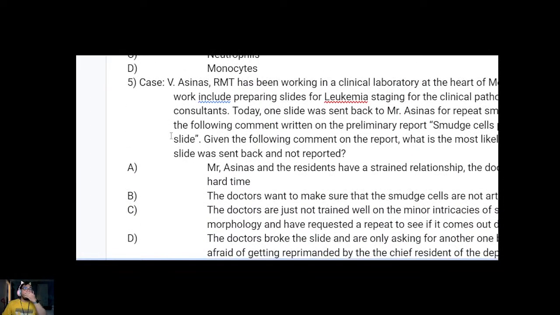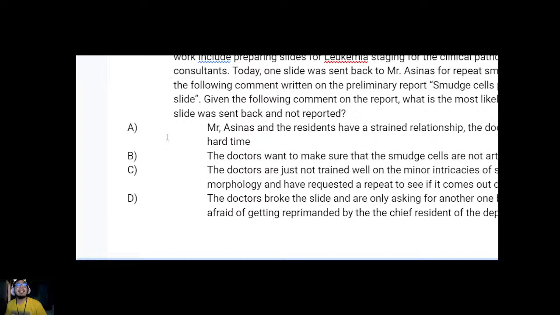Ayan, ito yung isa sa mga ano ko. Diba kailangan ilagay ko si V. Asinas. Mali ang spelling ng ano ko, alam ko. Para hindi ako pwedeng ihabla ng estudyanteng ito. Okay?